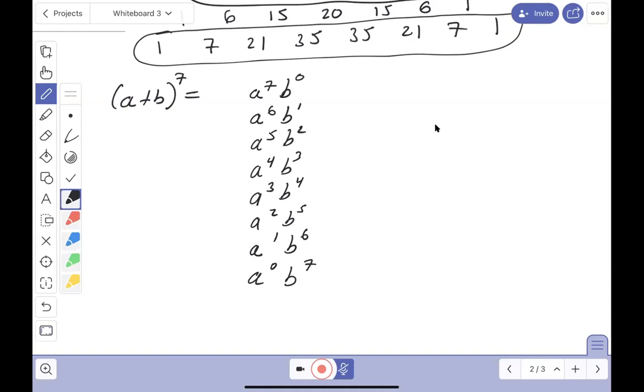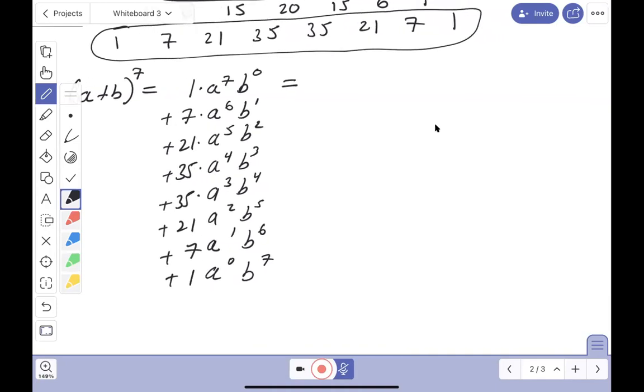Let's put the coefficients down. 1, 7, 21, 35, 35, 21, 7, and 1. Now, someone says, I want to leave it that way. I don't think it's a good idea. I really think you should simplify this.